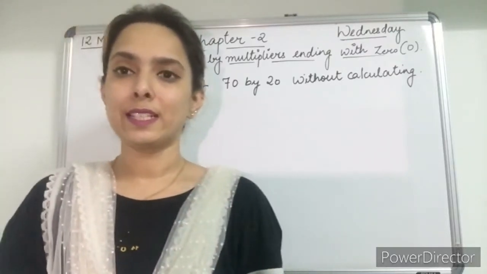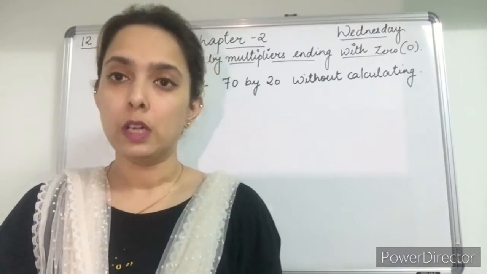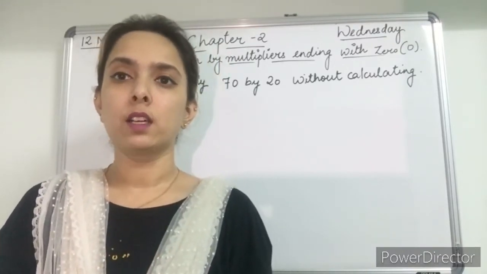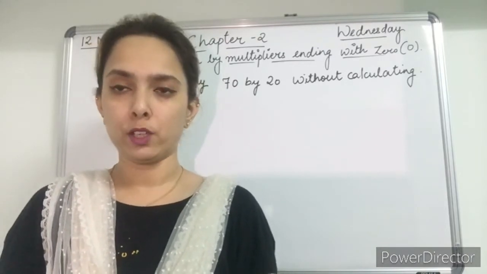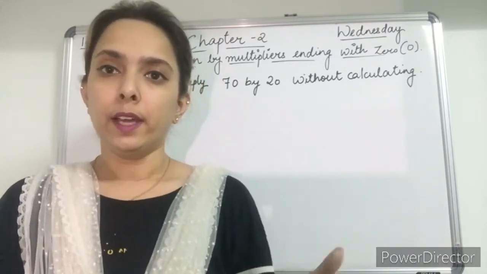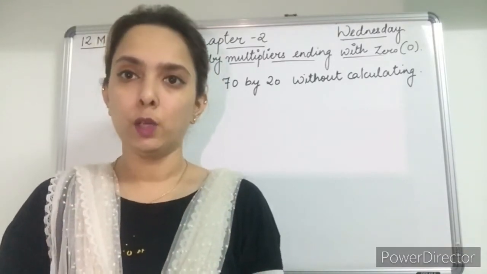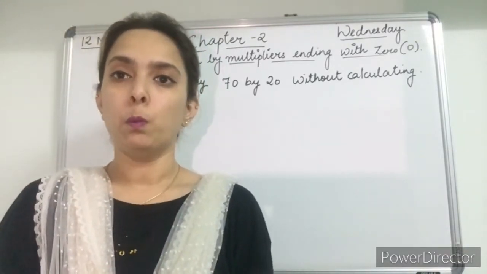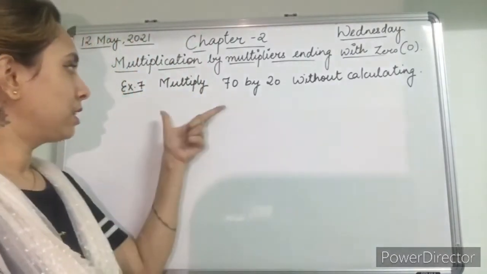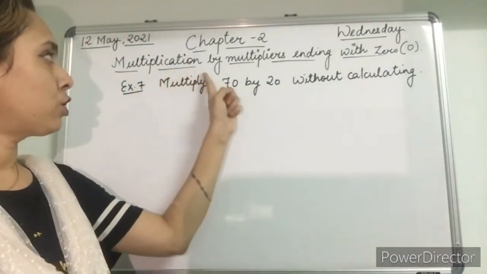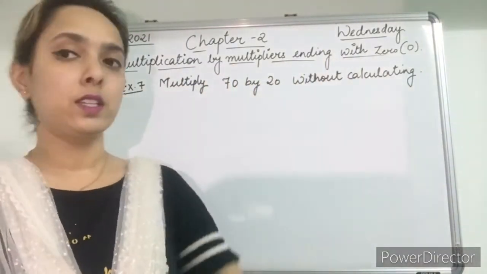Now students, let's start with the next exercise, 2.4. In this exercise, again we will do questions related to multiplication. Here the concept is new. We are going to learn one more new thing. First is multiplication by multipliers ending with zeros.